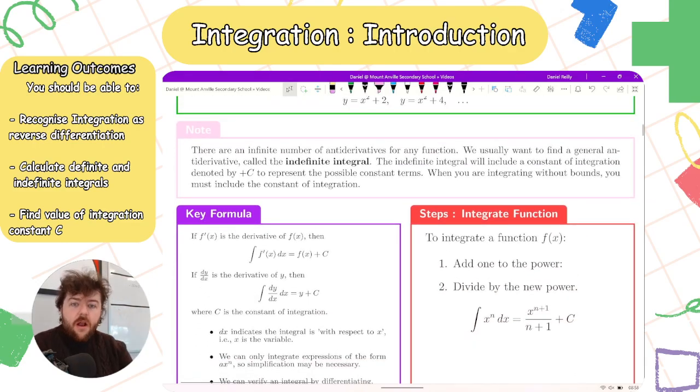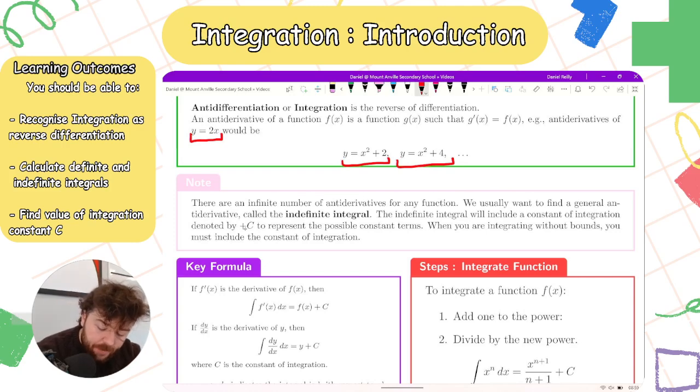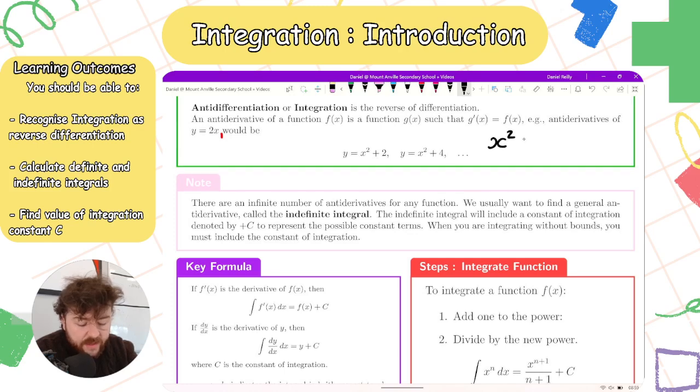Just to note, there are an infinite number of antiderivatives for any function. As I've shown you there, you have y equals 2x, and I found two antiderivatives for it. So there is an infinite amount of antiderivatives for a function, and we usually find the general antiderivative. This is known as the indefinite integral, and it includes a constant of integration denoted by plus c to represent the possible constant terms. So if I was integrating that, it'd be x squared, then plus c.